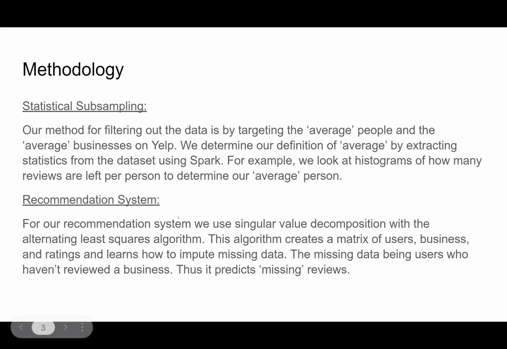And then for the recommendation system, I use a singular value decomposition alternating least squares algorithm, which basically just creates a latent space matrix from the business and the user matrices. And it predicts kind of what is missing from that matrix. Basically reviews that have not been made, it tries to predict what those reviews would be like.